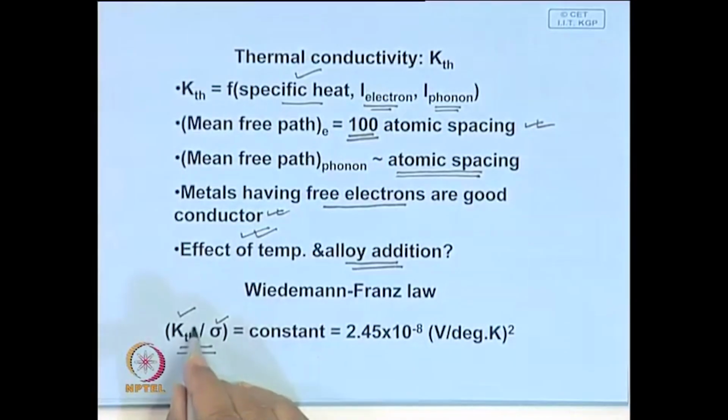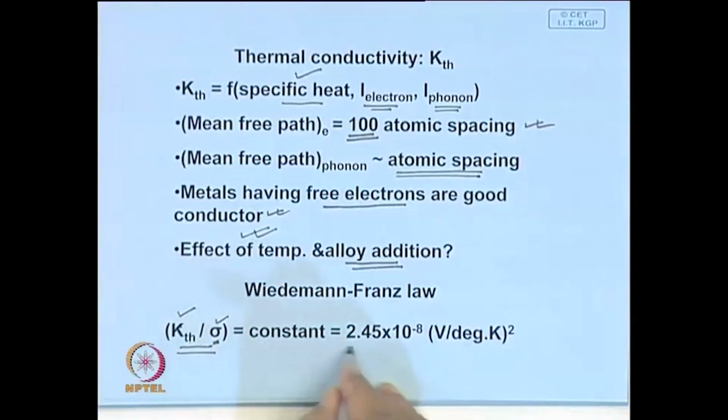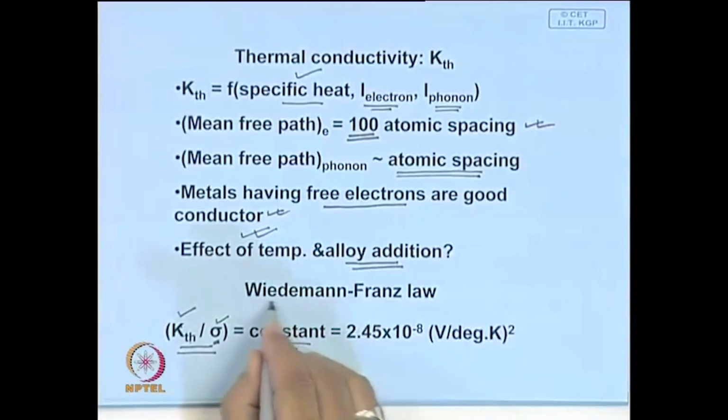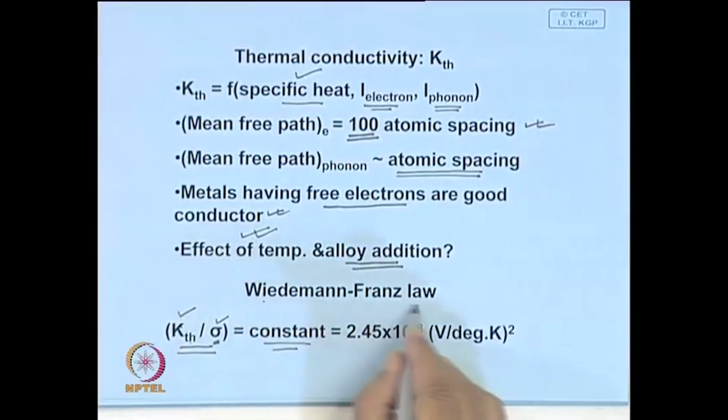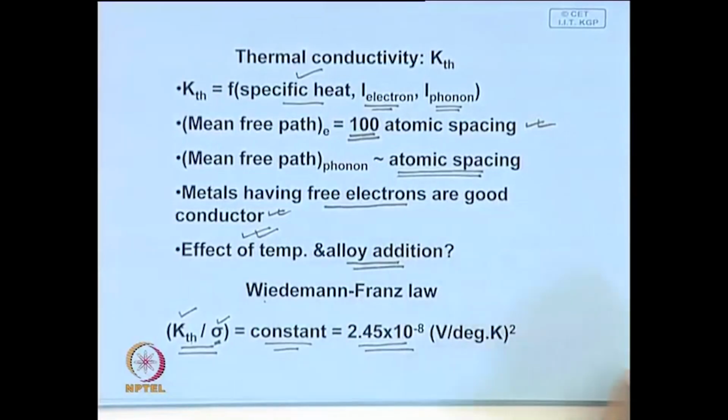In fact, if you look at thermal conductivity and electrical conductivity for most metals, we will find that this ratio is a constant, and this constant is known as the Wiedemann-Franz constant, and this magnitude is given here.